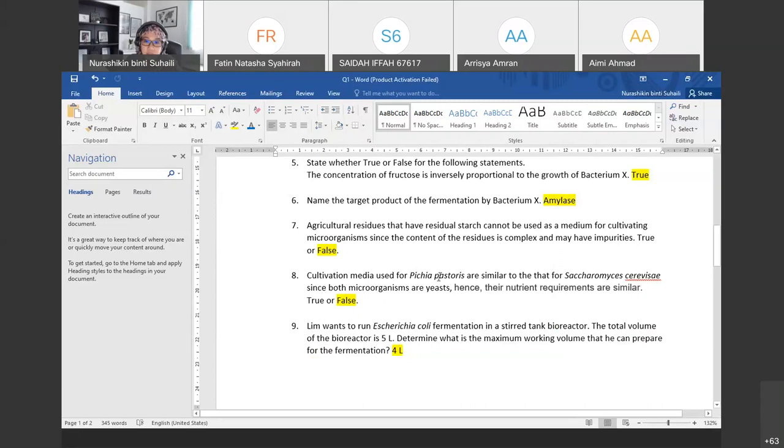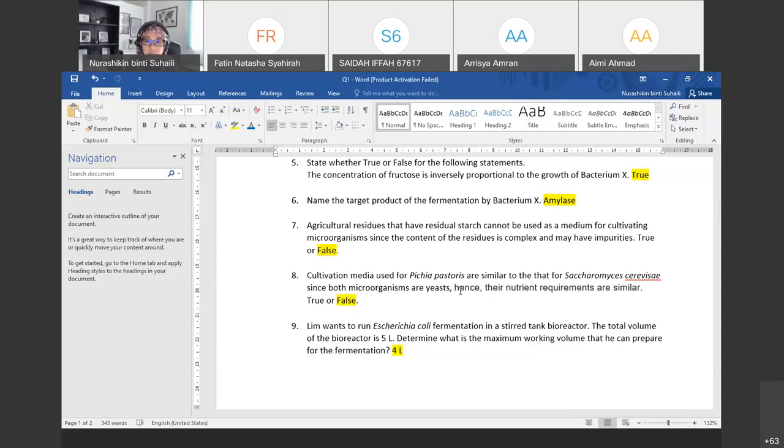Question number 8. Cultivation media used for Pichia pastoris are similar for Saccharomyces cerevisiae since both microorganisms are yeast. Hence, their nutrient requirements are similar. The answer is false. Because even though they are of the same type of organism, they have different requirements.